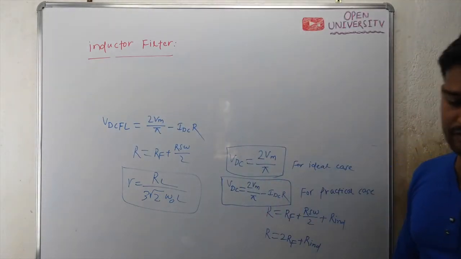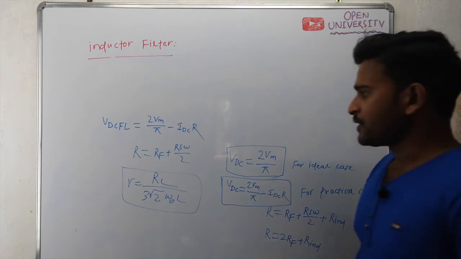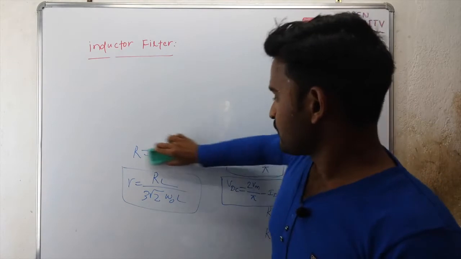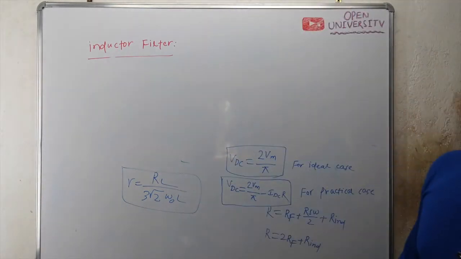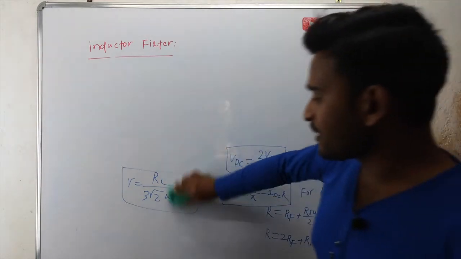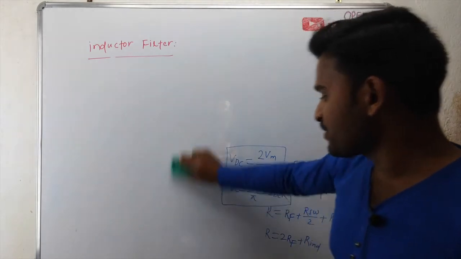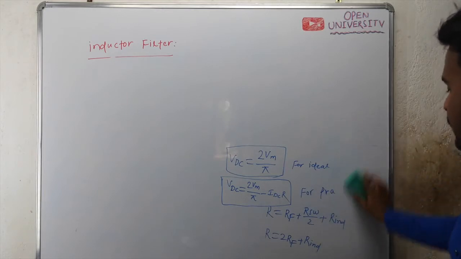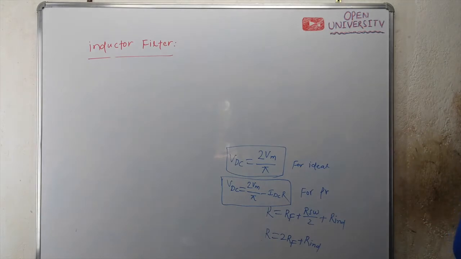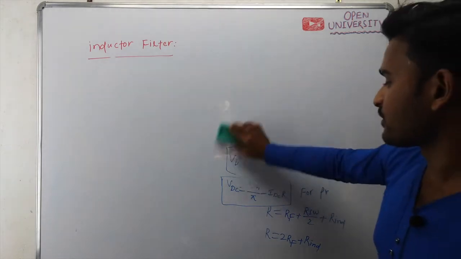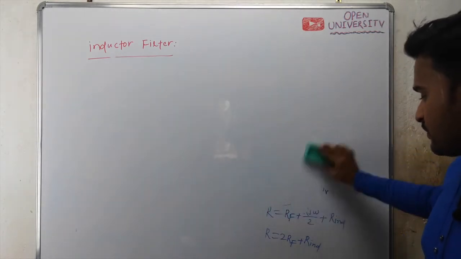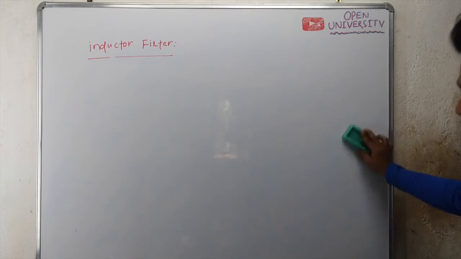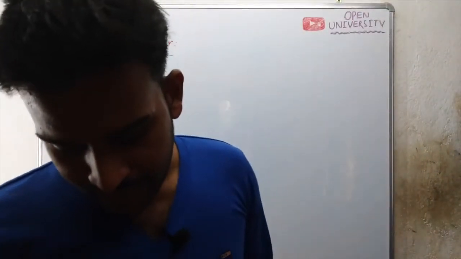If the secondary voltage with respect to center tap is 60 volt RMS, and line frequency is 50 hertz, then calculate the ripple factor and DC output voltage.